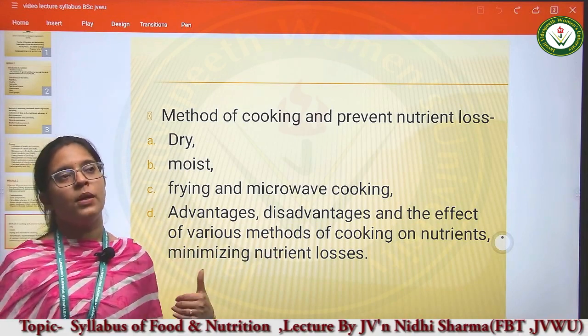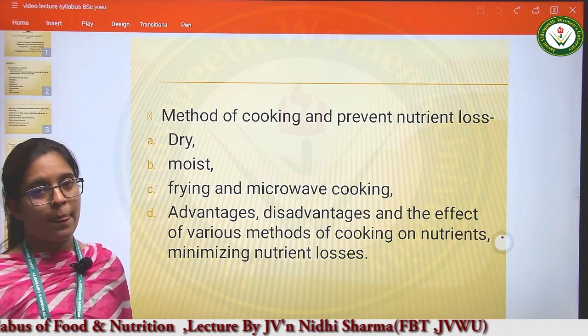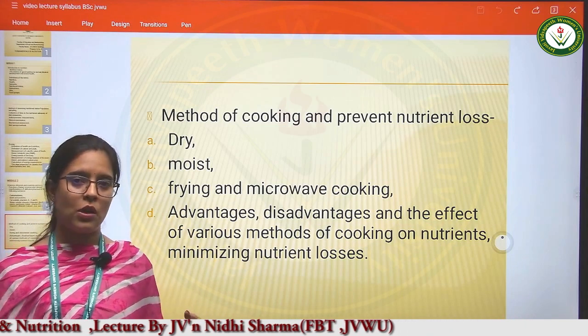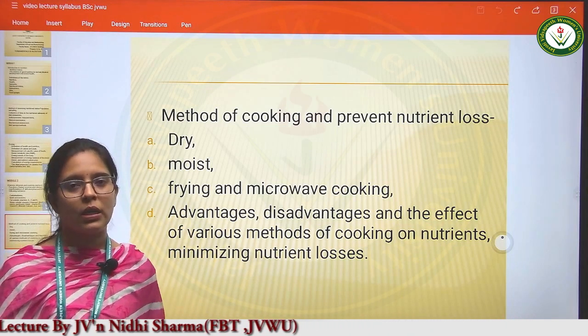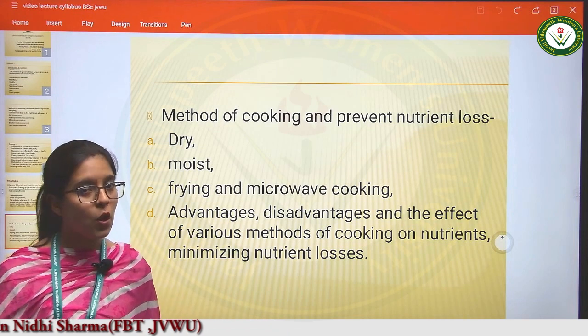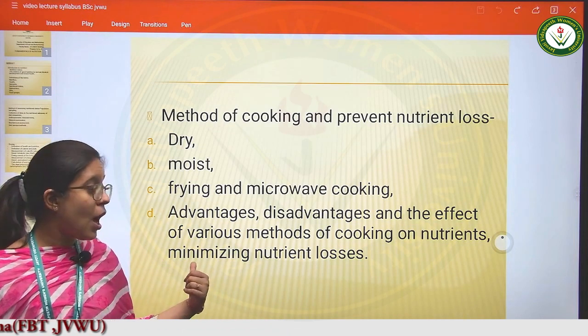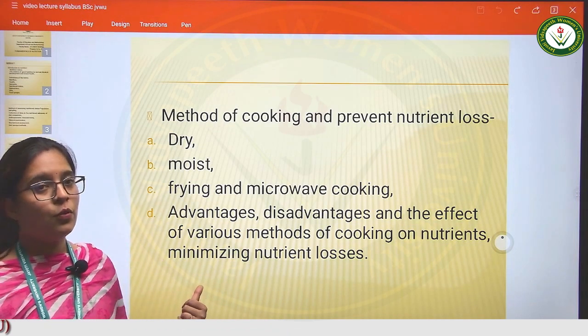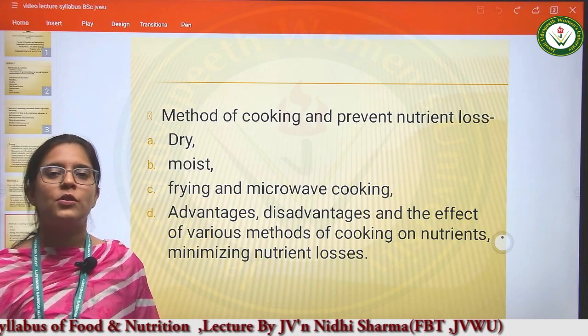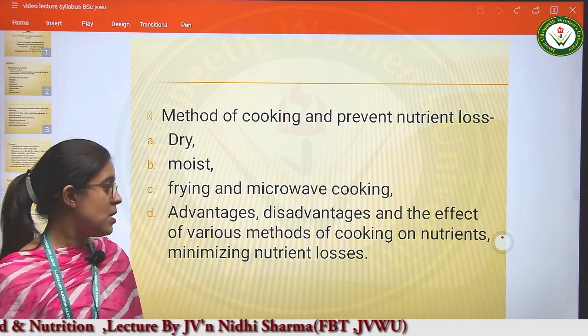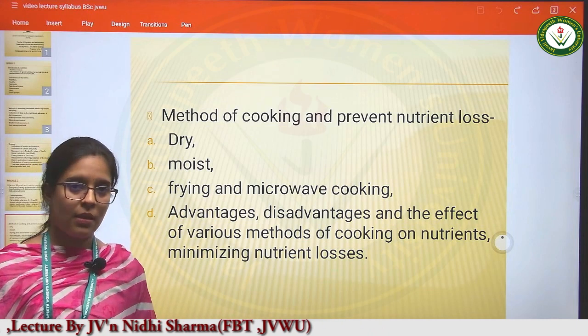Like if I am boiling excessively, then what kind of nutrient loss will occur, what nutrients will leach out or be lost, and how can I minimize that? So our basic motto is to minimize the nutrient loss. So we have to choose wisely.